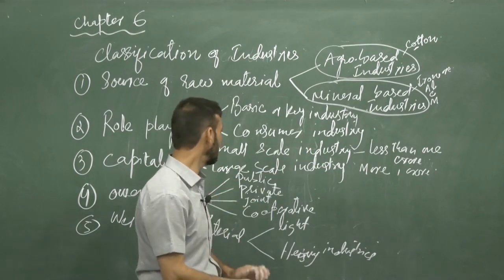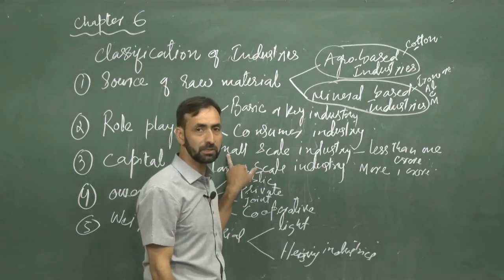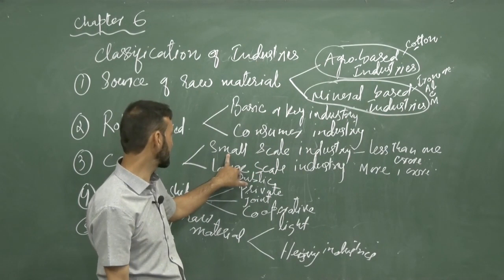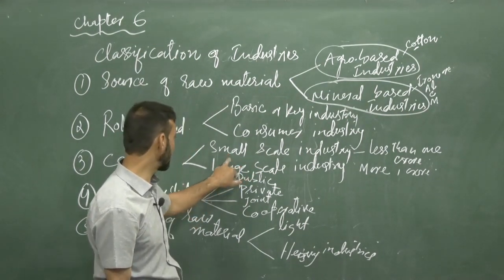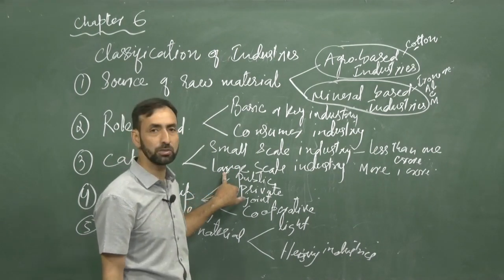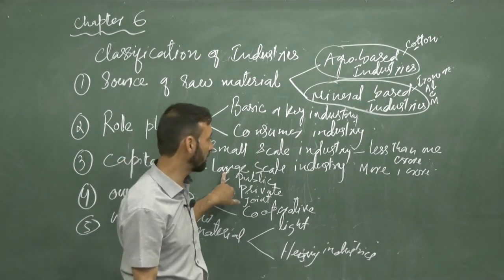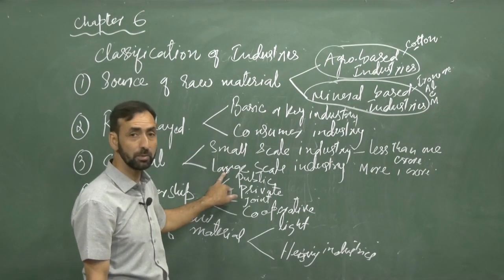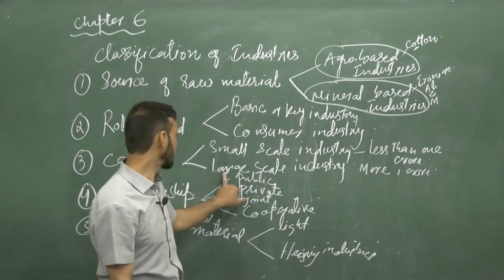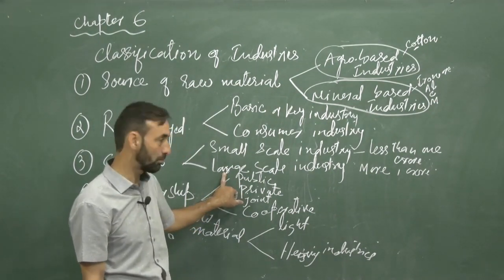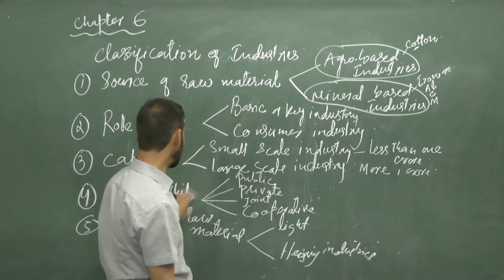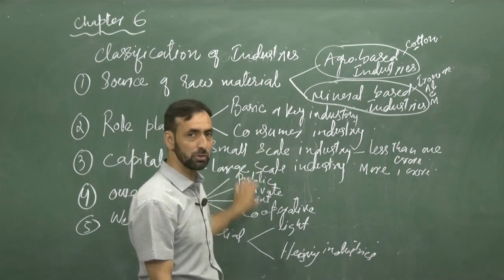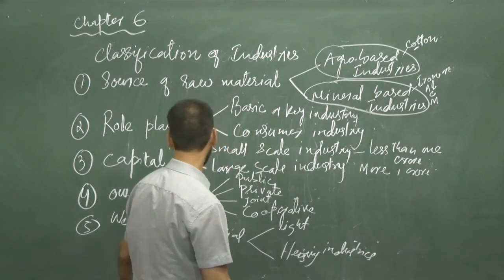One difference is here. In small scale industry, labors are less, raw material used is less quantity, and output obviously would be less. Large scale industries are those industries in which investment is more than 1 crore and labors are more, raw material used there is more, and the output would be obviously more. These are some differences which will be helpful in your examinations.